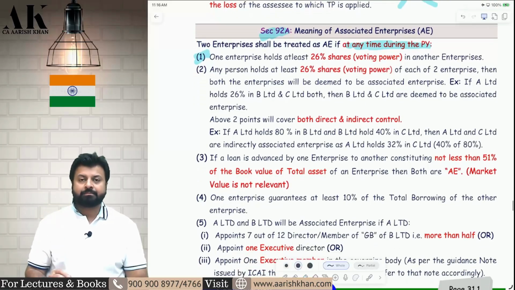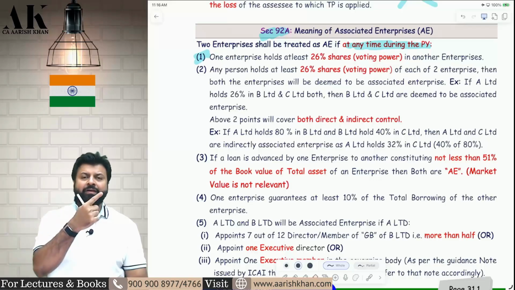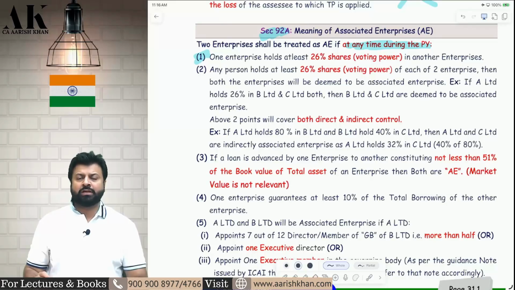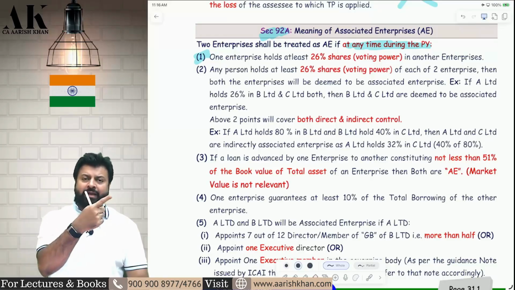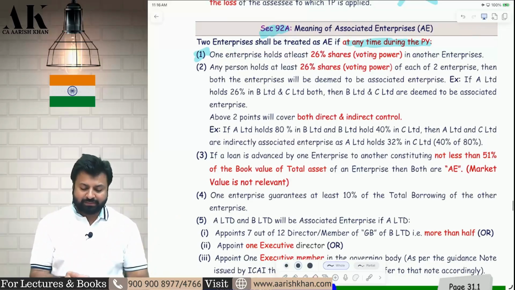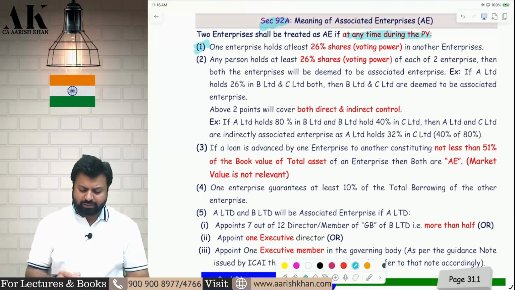Second, I am Mr. A, there is Mr. B, there is Mr. C. If I hold 26% equity in Mr. B, and if I hold 26% equity in Mr. C, then B and C will also be considered to be associate enterprise. So if A holds 26% in B and A holds 26% in C, therefore B and C will also be called associate enterprise. Point number 2, it is mentioned.